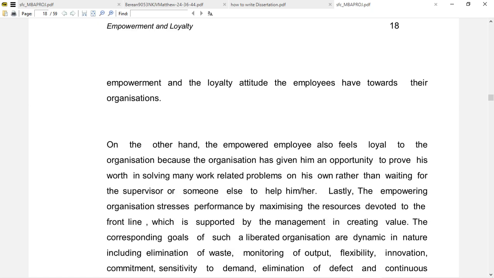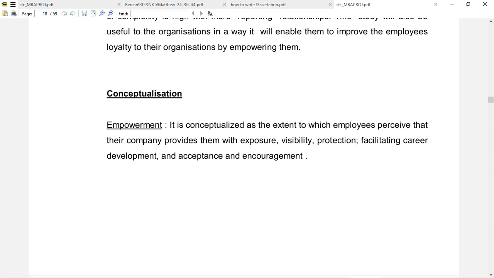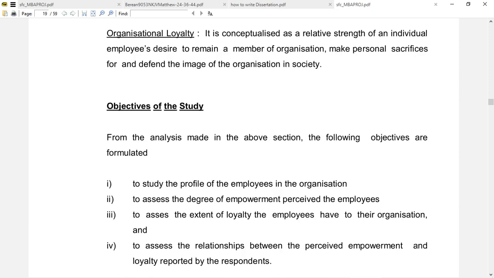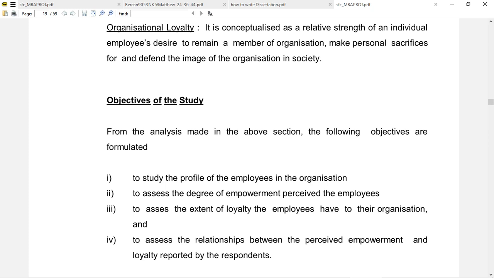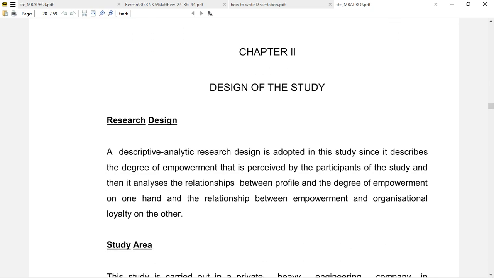Then every heading that I had mentioned in the contents page is covered here. You can see the definition of technical terms under the heading called conceptualization: empowerment, organizational loyalty. Two concepts I've used, so I've explained them. Then what are the objectives, what are the hypotheses, then research methodology.